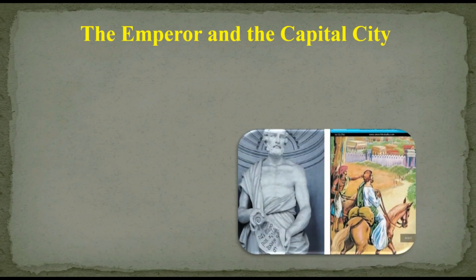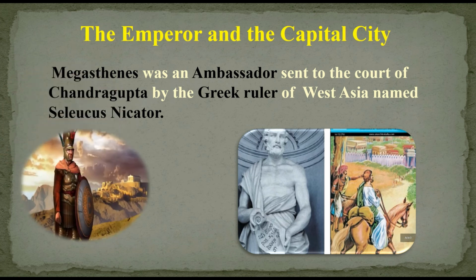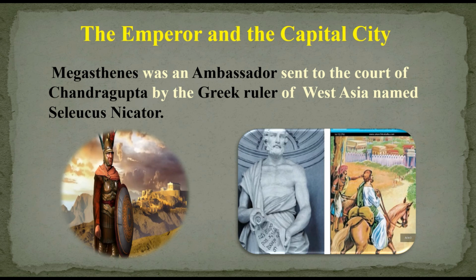The emperor and the capital city. Here, Megasthenes was an ambassador sent to the court of Chandragupta by the Greek ruler of West Asia named Seleucus Nicator. He's just telling what are all the things happening in Chandragupta's empire. So he just wanted to watch and write about that. For that purpose, he came.